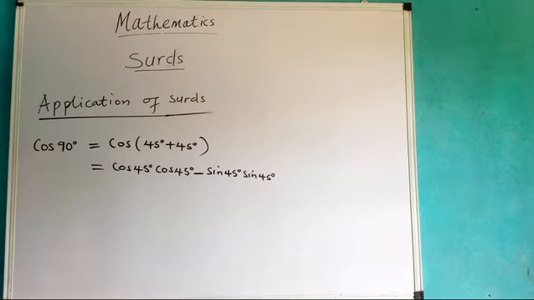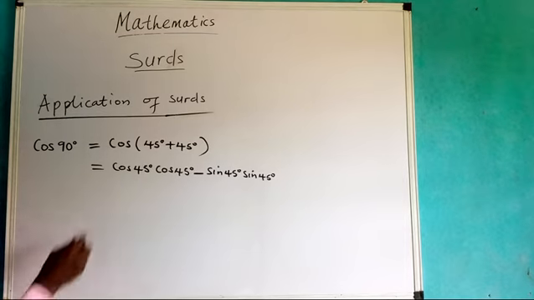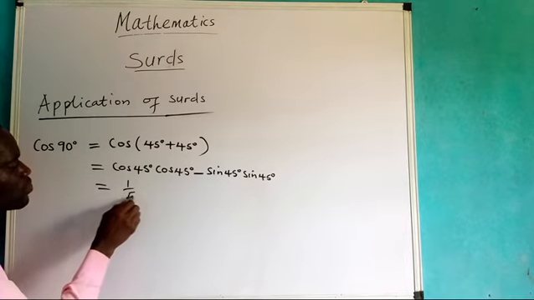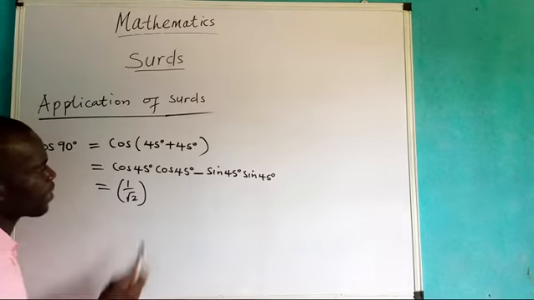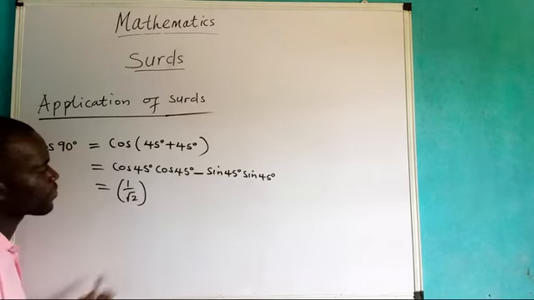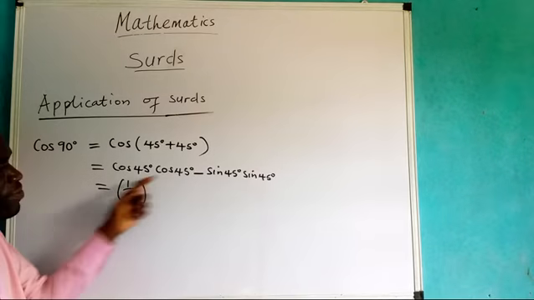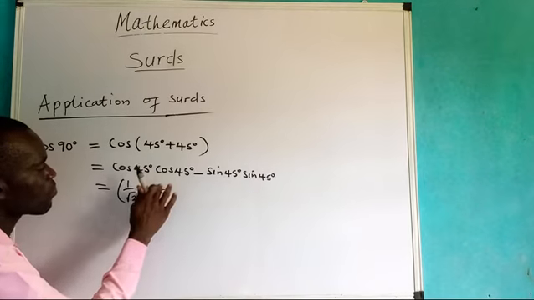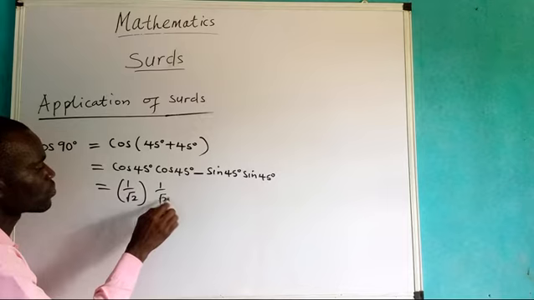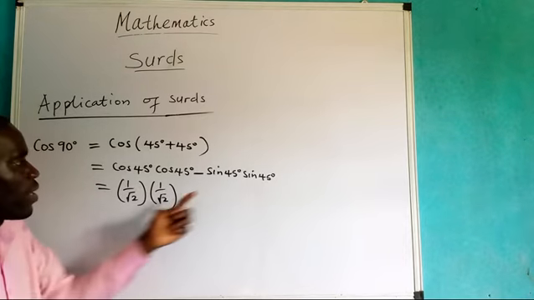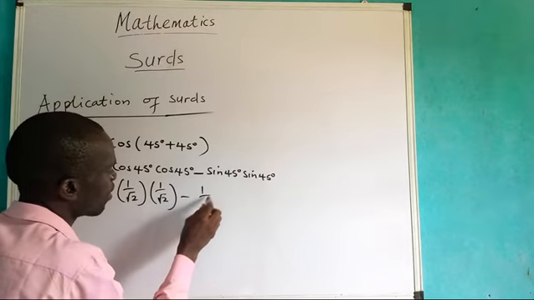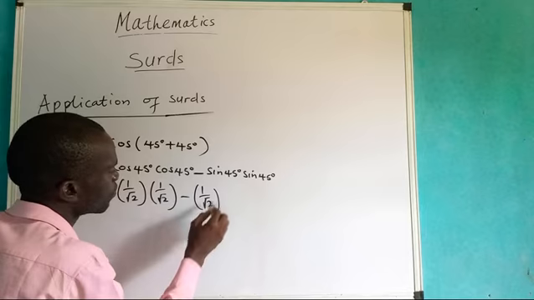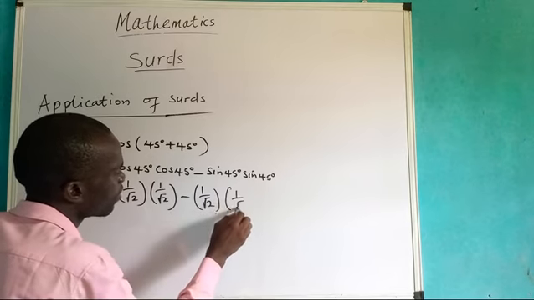Now what can we do again? We need to determine the ratio for cos 45 degrees. We have 1 over root 2, 1 over root 2. The same thing applies to the second cos 45 because they have the same ratio. Sine 45 has the same ratio as cos 45. Therefore, I will still have 1 over root 2, and the same thing again, 1 over root 2.